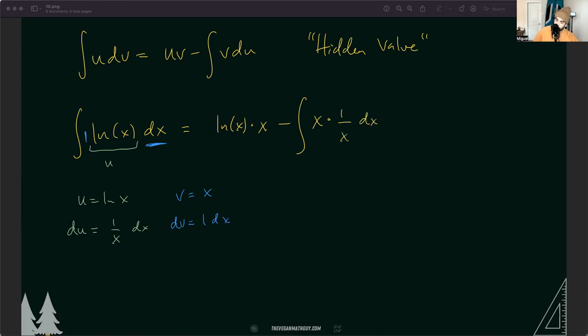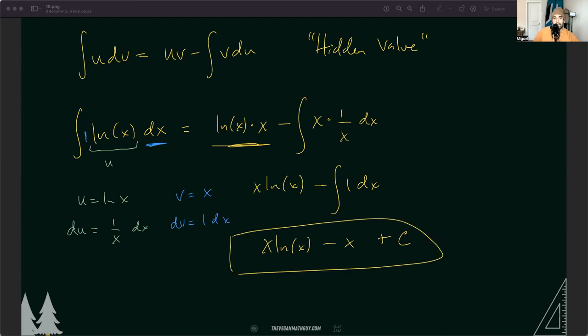So let's simplify this. The first term, I'm just going to rewrite: x natural log of x minus the integral of, you'll notice that the x and the 1 over x cancel out. So you're just left with 1 dx. And now it's our job just to integrate that last part, which is just going to be x, and we have plus c. So this is a solution to the integral of natural log of x.